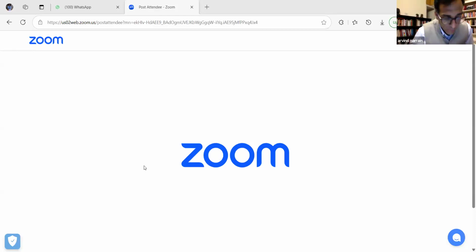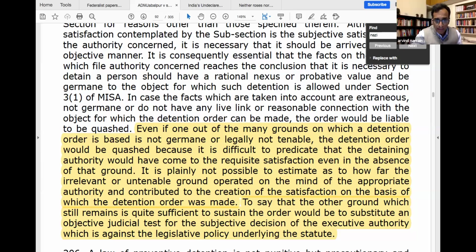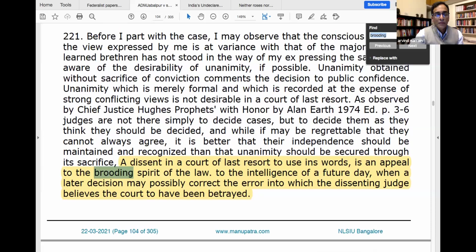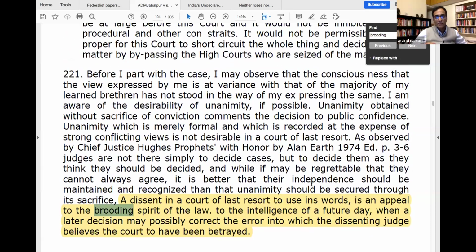And maybe the last point I want to quote from the judgment, and then we'll end with that. Last point of Justice Khanna I'm going to quote now would be this. This is the last paragraph, right? Absolutely the last paragraph of the Khanna dissent. Just please read this last paragraph. A dissent in a court of last resort. Read the whole thing.